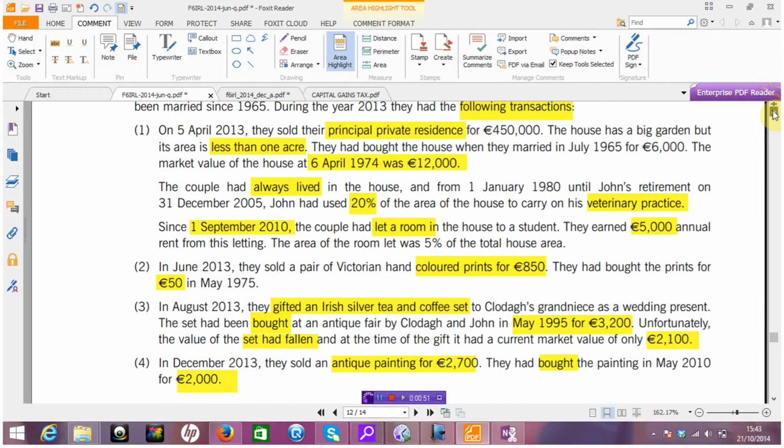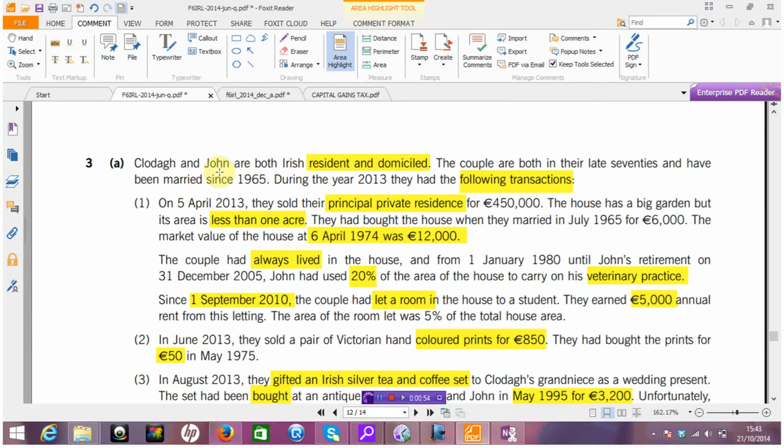Okay, so looking at the first part of the question here, we'll see that these two individuals are resident and domiciled in the state, and that effectively means that they'll be subject to capital gains tax on any transactions on a worldwide basis. Typically with the F6, the various transactions that they have undertaken in the year will be just listed in number format. That's the normal format that the F6 examiner takes.